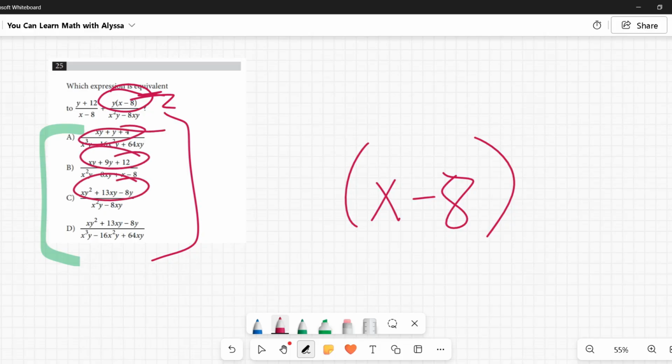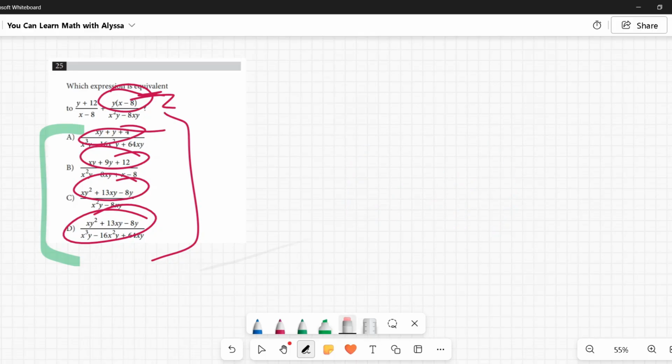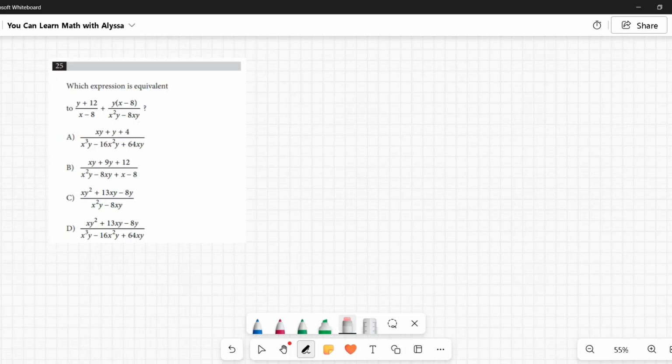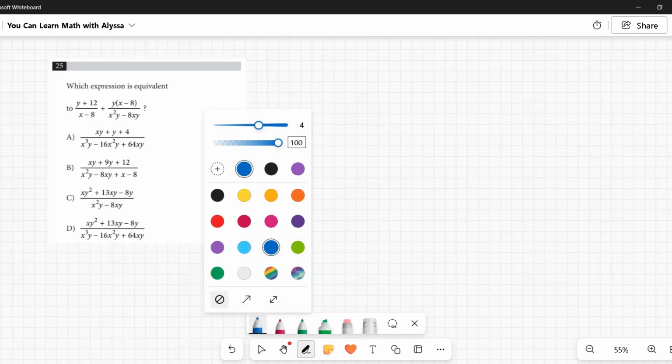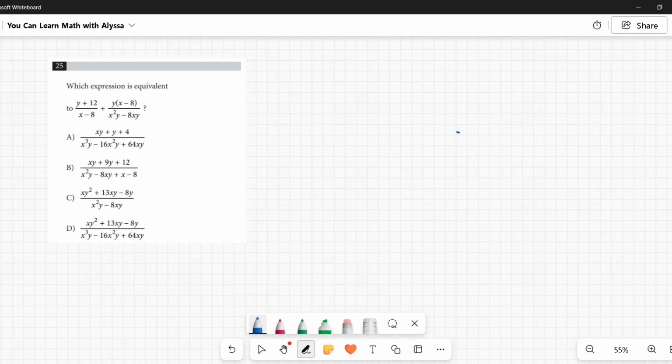Every answer has things that are combined, distributed. There's no parentheses in sight. So we're going to get rid of those parentheses very quickly. Also, all four of these are a combined single fraction. So I know I'm going to have to figure out a way to combine these two by creating a common denominator between the two of them. The denominators, those bottom terms, those bottom polynomials, they have to be the same.